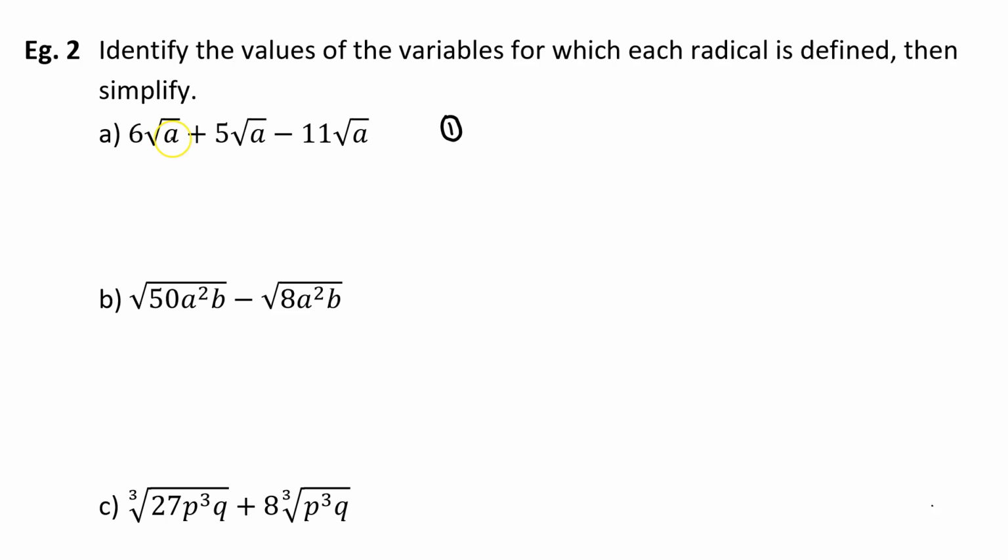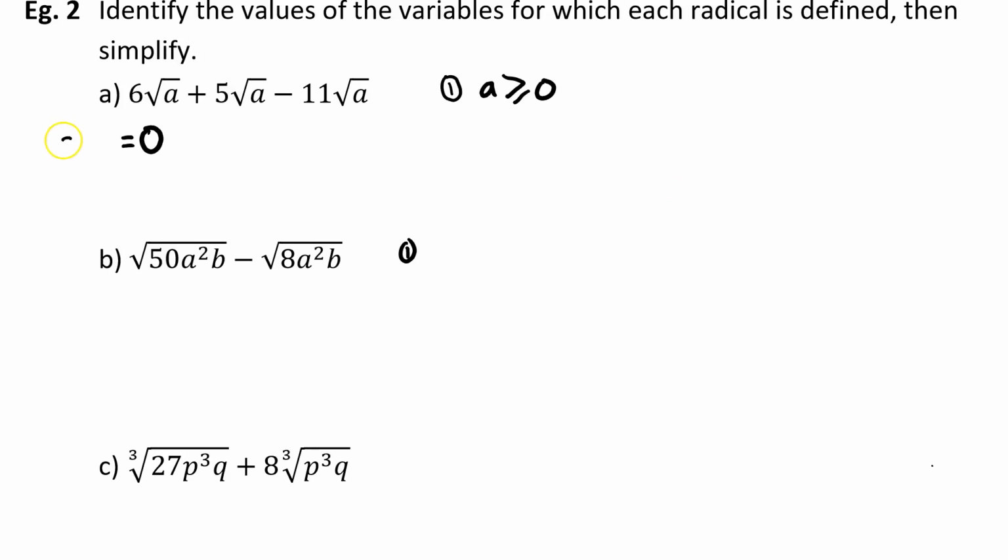Anyways, a radicand cannot be negative, so that means that a must be greater than or equal to 0. Done. That's all we can do. So now they're all like terms, because it's 6 of this quantity root a plus 5 of this quantity root a minus 11 of this quantity root a. So 6 plus 5 is 11, minus 11 is just going to be 0 root a's. So I'm just going to put 0. Whew! All right. That's not so bad.